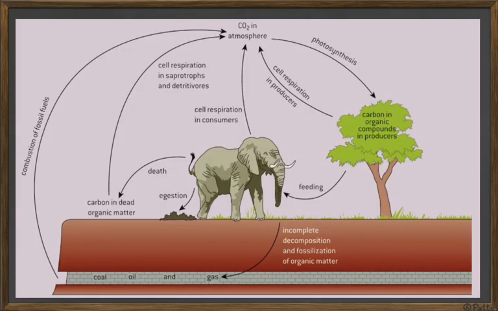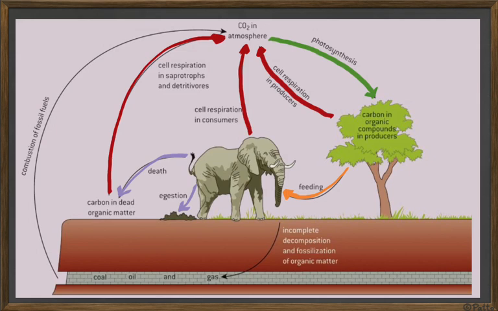Okay, so here we have a diagram showing all those processes: photosynthesis transforming CO2 into organic carbon compounds in the producers, but also doing cell respiration, putting it back. The producer feeds the heterotrophs, and the heterotrophs also do cell respiration. Animals may defecate, they may die, or the plants may die, and when they do that, the decomposers put back carbon dioxide into the atmosphere.